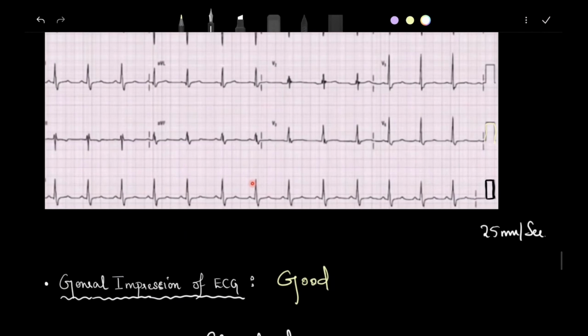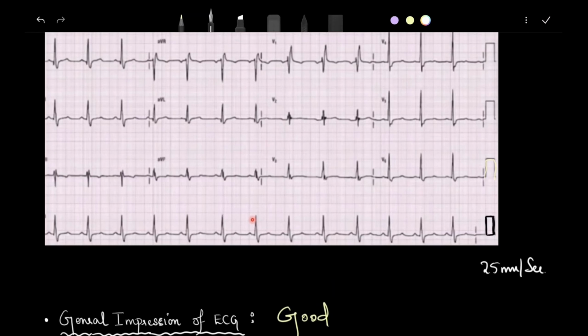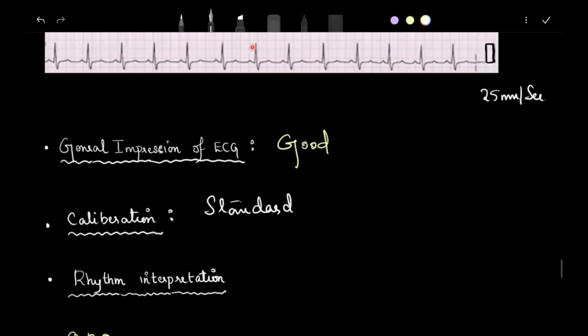You see that all the P waves are followed by QRS. No missing here and there. All of them are followed by QRS, and the regularity is also normal. So the rhythm is sinus rhythm, and it's regular.